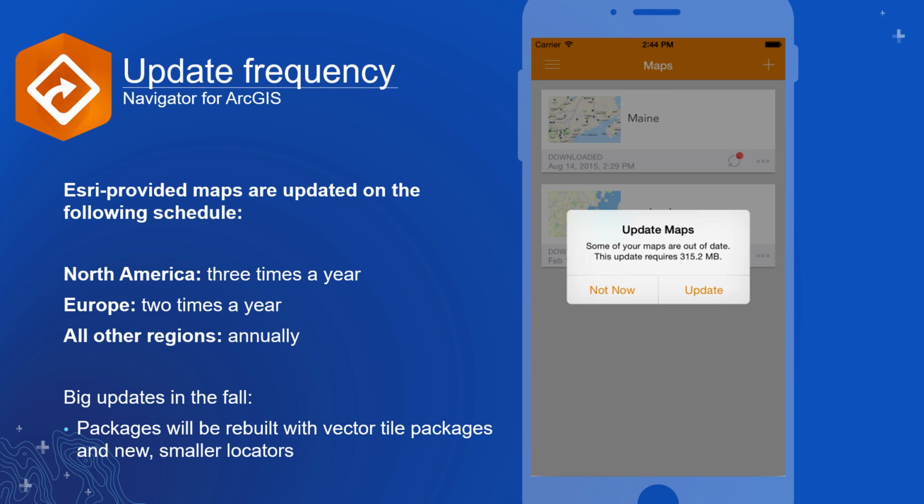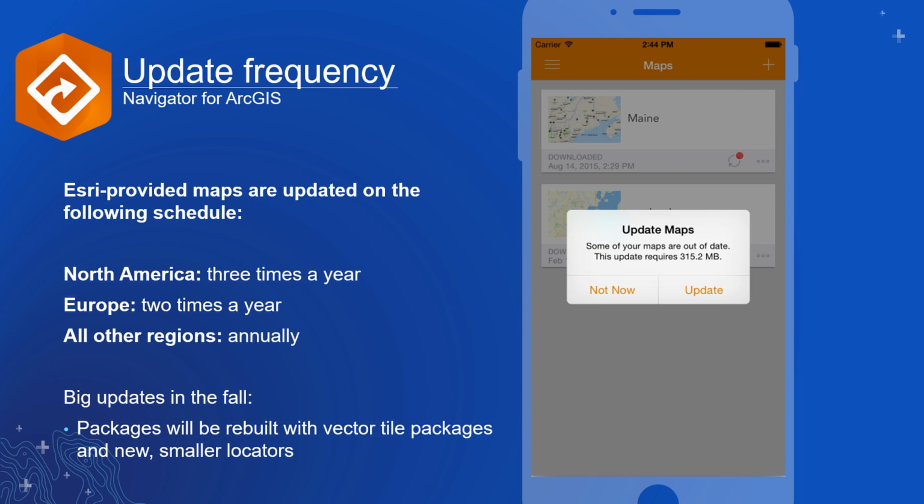The update frequency for those Esri provided maps, in North America, we update them 3 times a year, and we're kind of doing that on the back end. When we update a map, if your user is using one of those maps, they'll get a notification that says, hey, there's an update, do you want to download the latest one? And then they'll be able to download that, bring it onto their device, and continue on their way. In North America, we update it 3 times a year, Europe 2 times a year, and then everywhere else that you saw, we do it 1 time a year.